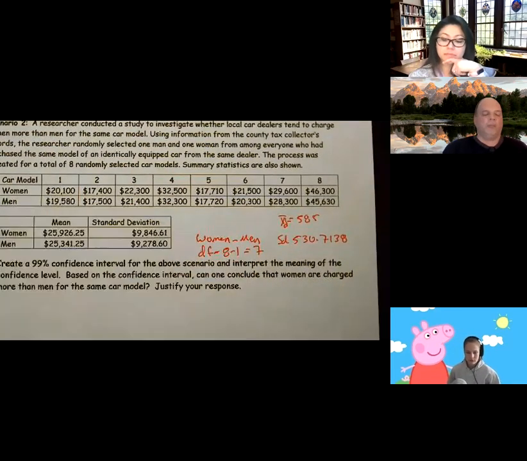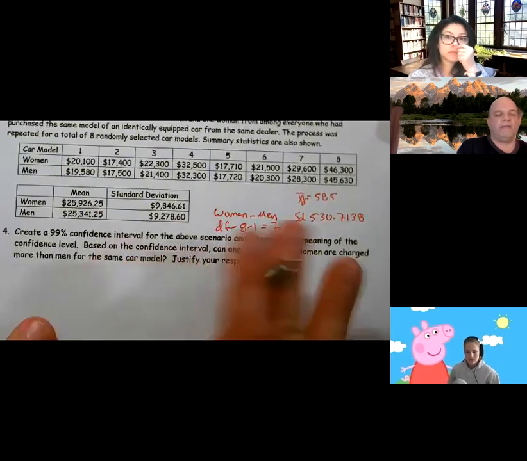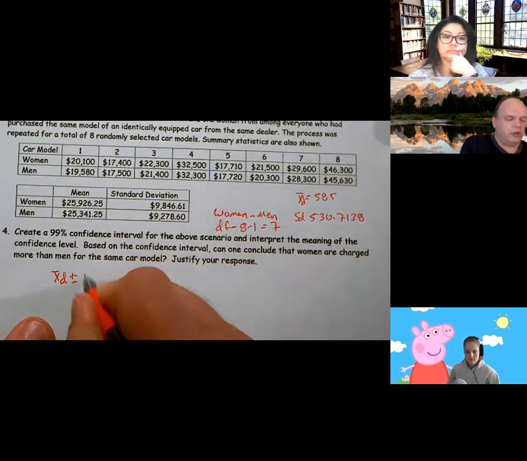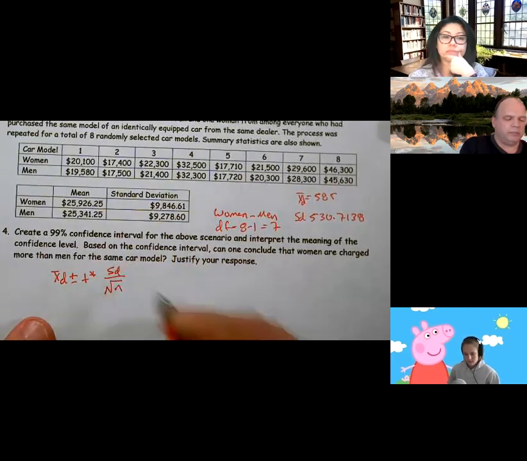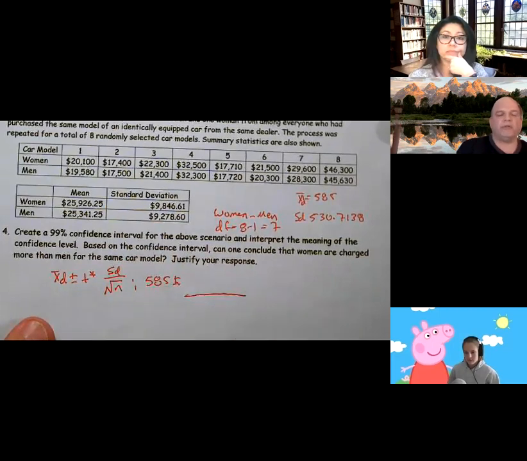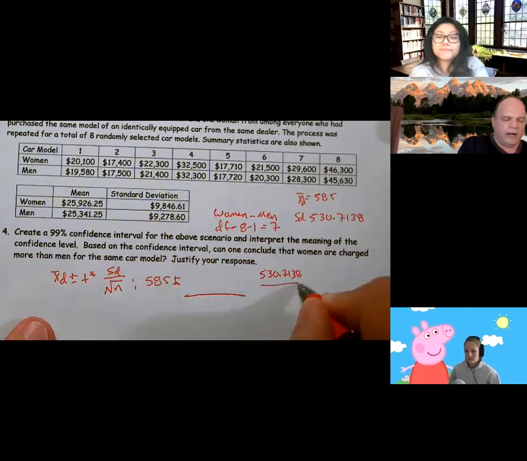Okay, so I'm going to write down my confidence interval formula because everything else I've done in the previous video. So X bar D plus or minus T star SD divided by square root of N. So in this case, 585 plus or minus. I'll come back and do T star in a moment, so I'm going to leave a blank for T star. My standard deviation is 530.7138 divided by the square root of 8.